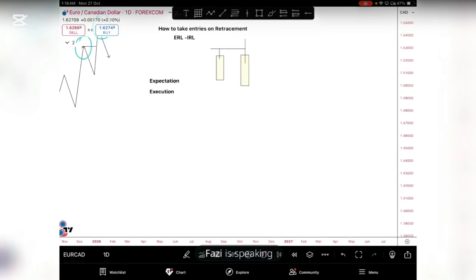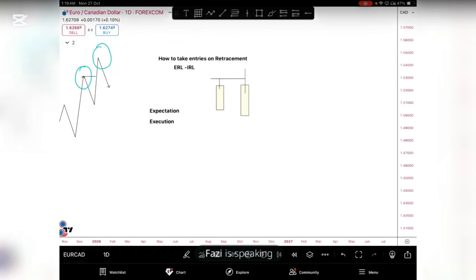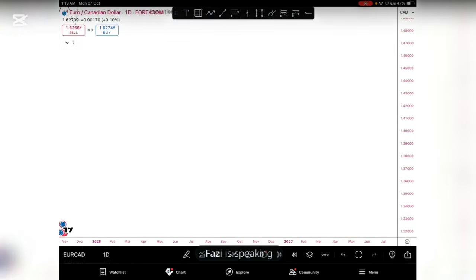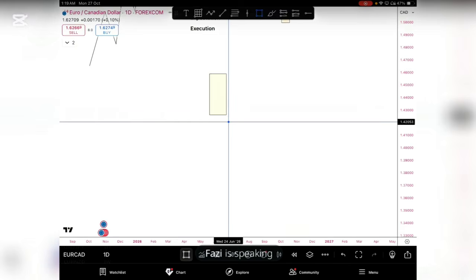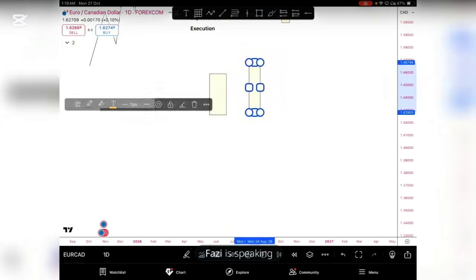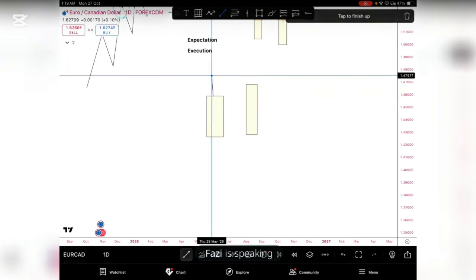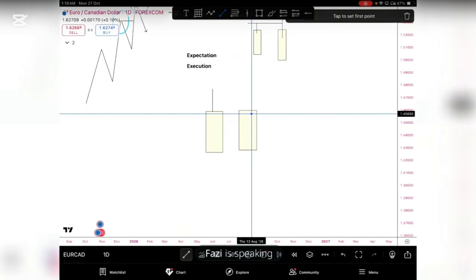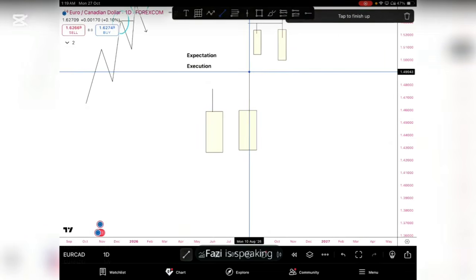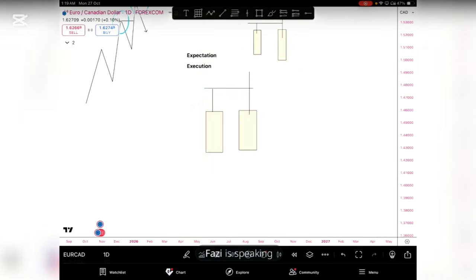Which we call execution. In execution, when you have this daily sweep, you need to see another sweep. That sweep needs to be the same thing I told you about on the confirmation entries. That sweep needs to take the previous candle highs like that. This high needs to come from this sweep.